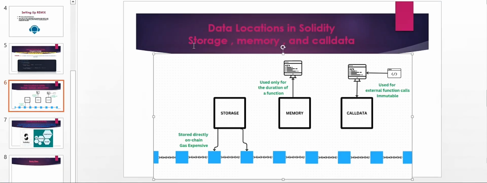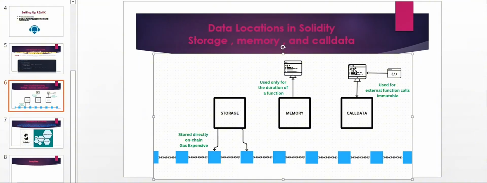1. Storage, permanent storage on the blockchain. It's expensive, but it stays forever. 2. Memory, temporary storage that only exists while the function is executing. Once the function ends, it's cleared. And 3 is calldata, special temporary storage for function inputs that cannot be modified.